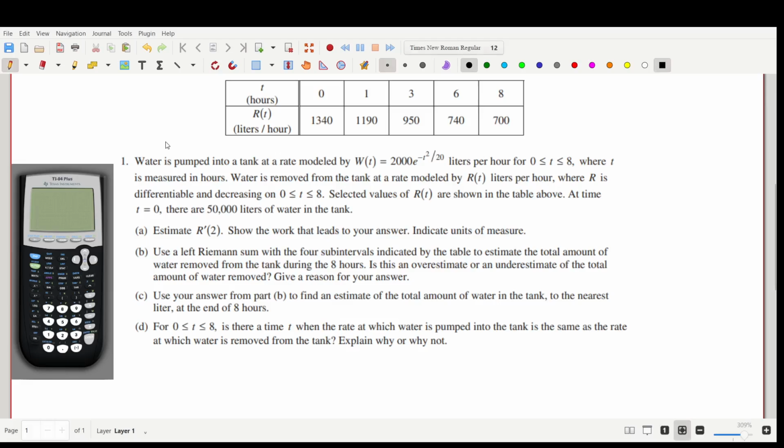All right. Water is being pumped into a tank at a rate modeled by W of t liters per hour. We have to measure in hours, so I pretty much already want to throw that into my calculator somewhere. Water is removed from a tank at a rate modeled by R of t liters per hour. So this is an entry and exit problem. Those are pretty common for number one. Oh, by the way, this is BC 2016, if people care.